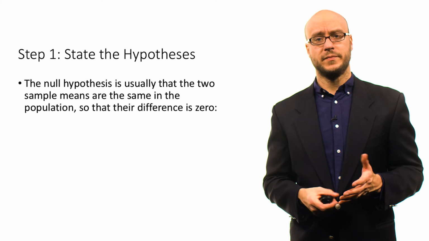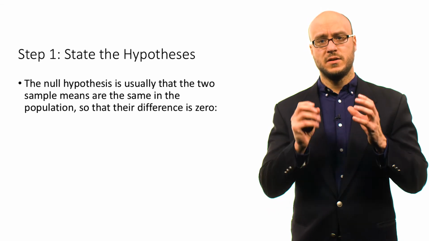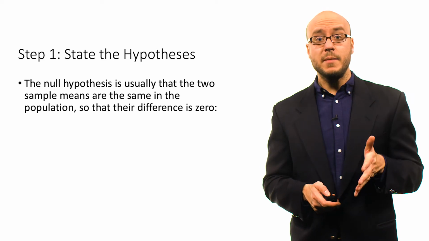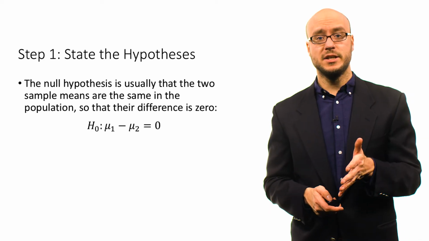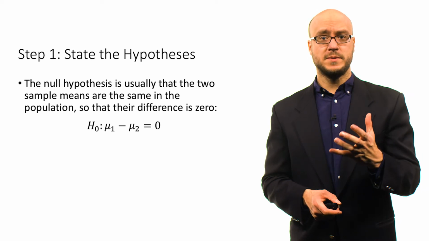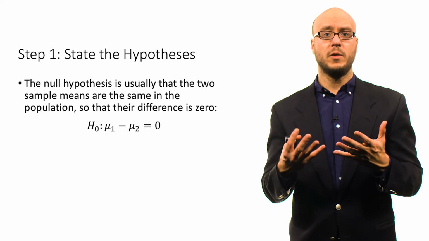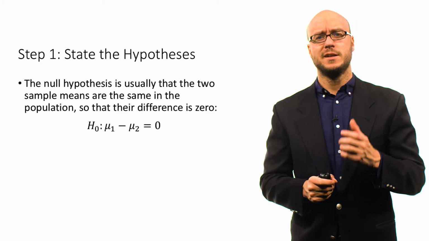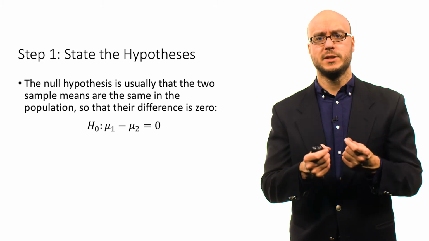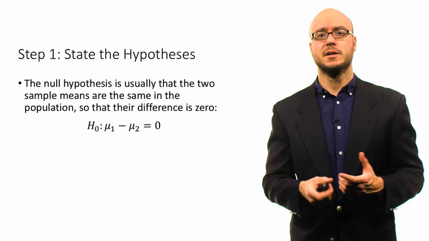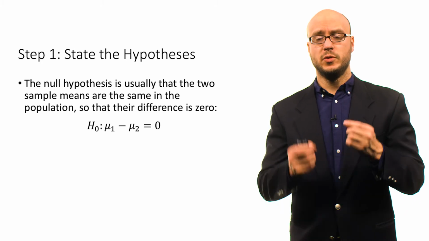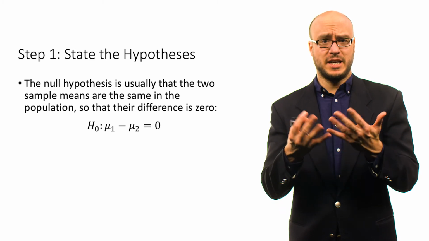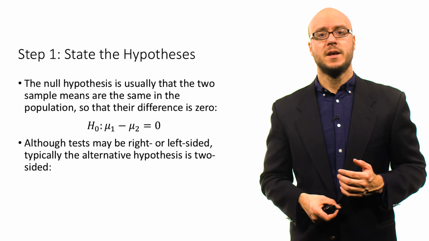So let's go through step one. The null hypothesis for these difference of two means is that these two means are the same in the population, so their difference is 0. So for the purpose of this course and the way we're approaching this particular hypothesis test, we're assuming that the difference of these two population means is 0. So mu1 minus mu2 is 0. Because in fact, if they're the same or really close to being the same, the difference is going to be very close to 0.